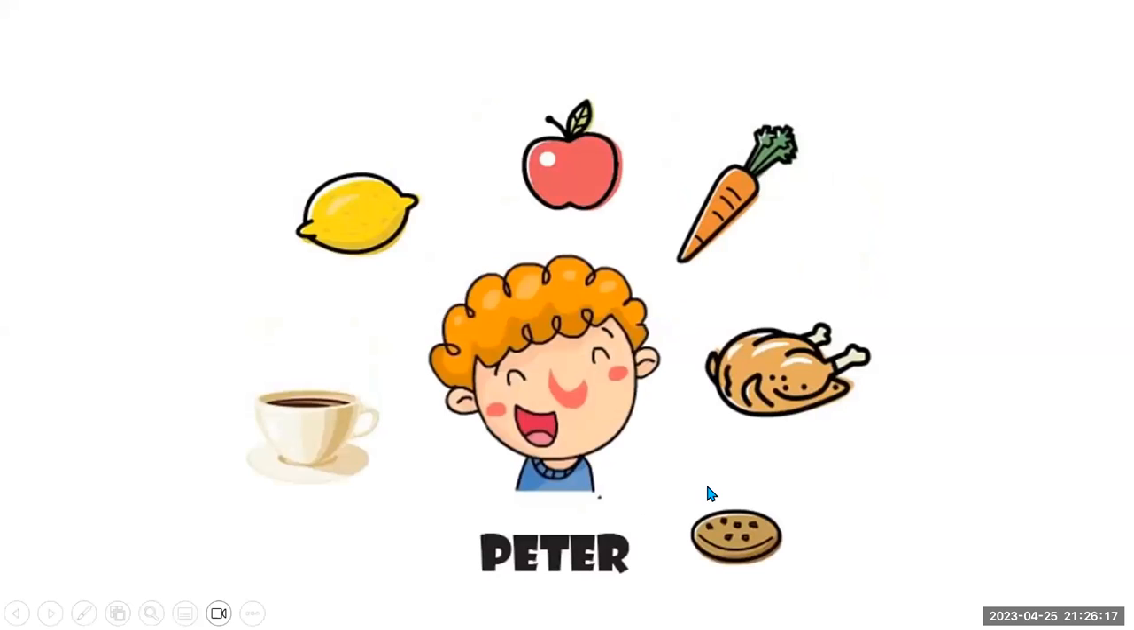What about Peter? Tell me something about Peter. Oh, Peter. Yes, Peter would like to eat a chicken. The chicken. Okay, what else? What else? Peter would like to eat a lemon. Okay. Peter would like to drink coffee.